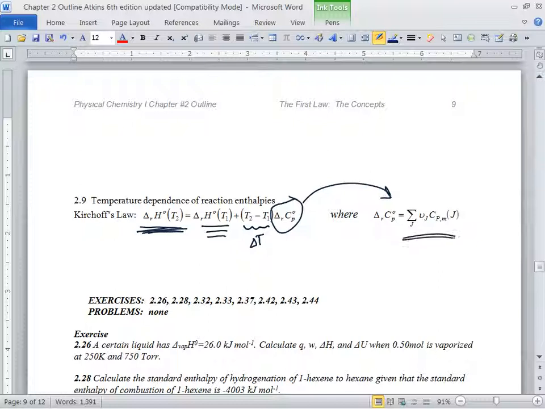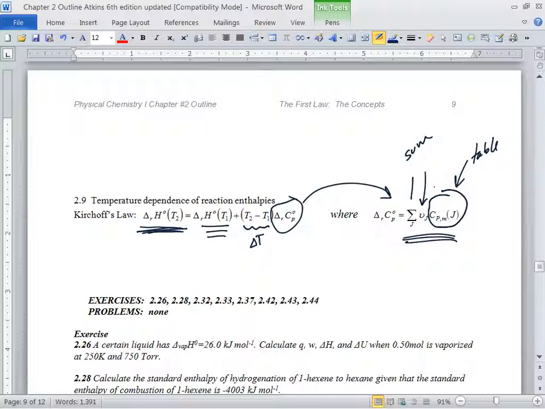Right? You need to add up. Now, these are in a table. These molar heat capacities at constant pressure. And sum means add up, right? But what's this symbol? You've seen it earlier. That's the stoichiometric number, right?